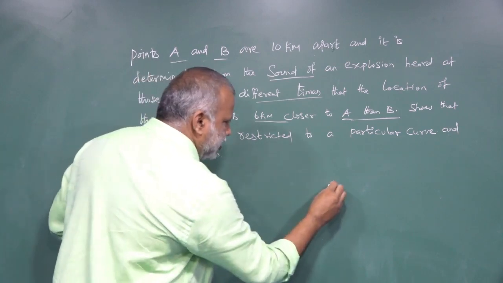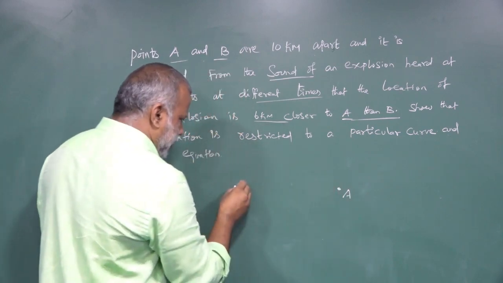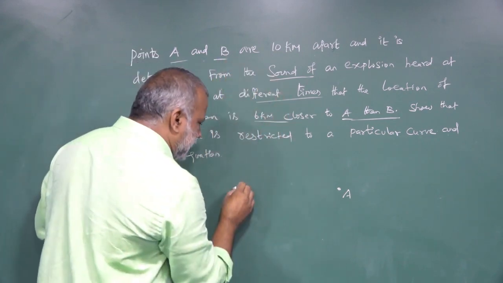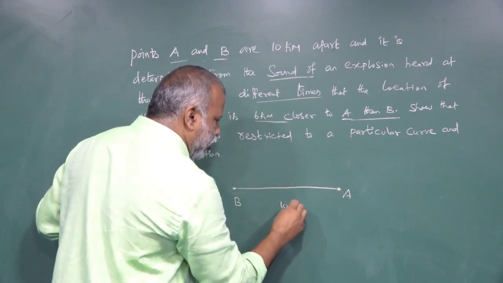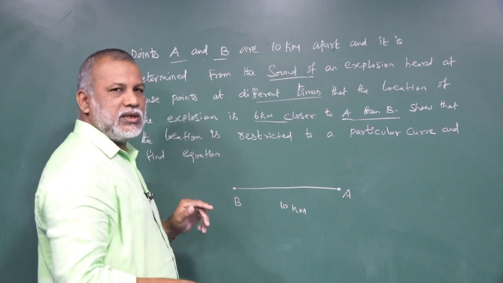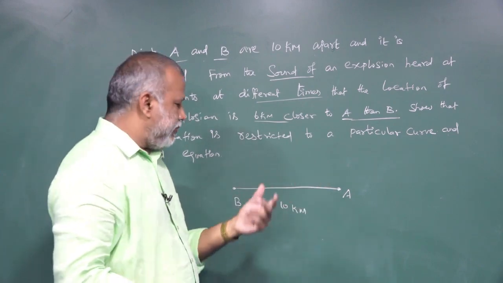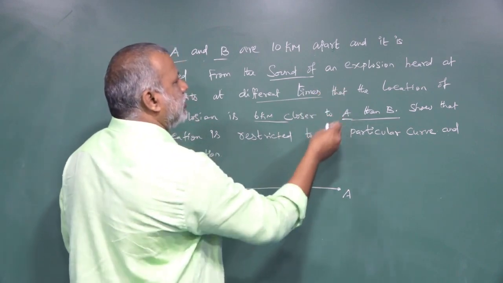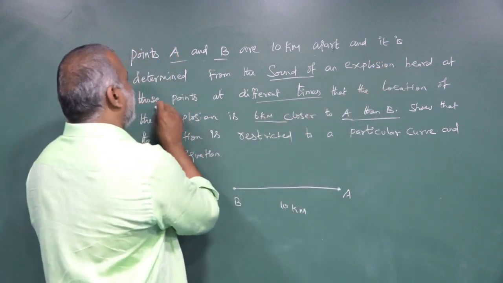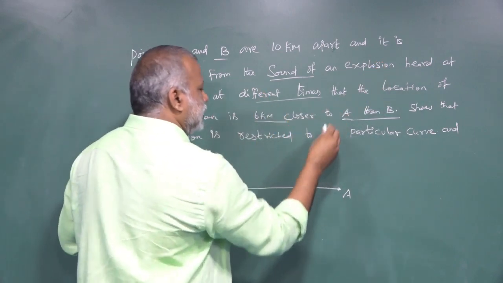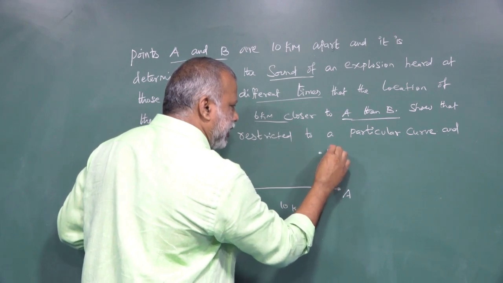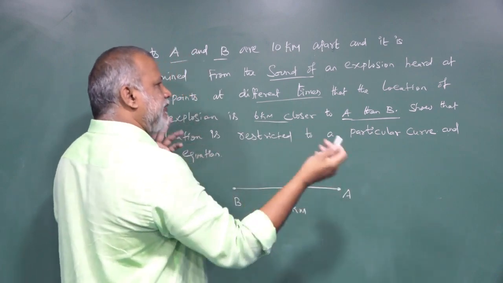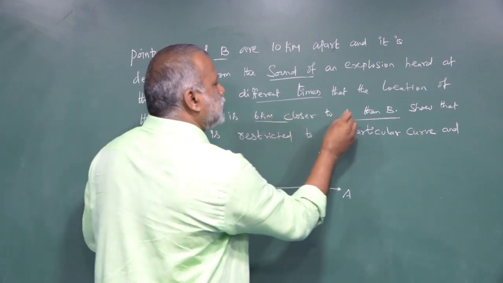I am taking two points. Considering this point A, another one is B. So there are two points A and B. The distance between these two points is 10 km apart. That is the first information. So A and B are any two points. Then the distance between these two is said to be 10 km. Now another one. Sound of explosion is heard at those points at different times. Now I am considering a point P. From this, the sound of explosion is heard at A and B at different times, 6 km closer to A than B.